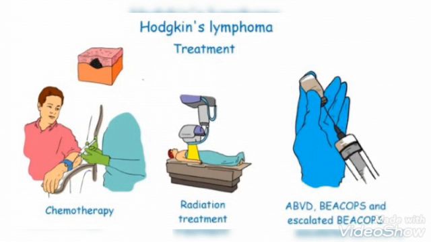Treatment of Hodgkin's lymphoma includes chemotherapy, radiation treatment, ABVD, BEACOPP and escalated BEACOPP. ABVD is becoming more popular, including the drugs adriamycin, bleomycin, vinblastine and dacarbazine.